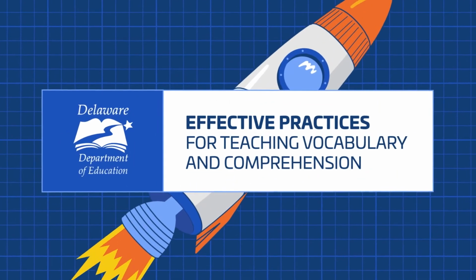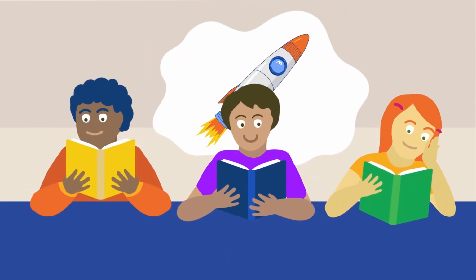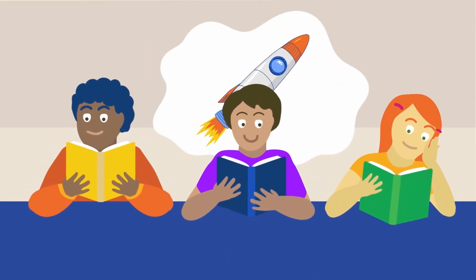Effective practices for teaching vocabulary and comprehension. Learning to read is a complex process. It is not something that humans do naturally, like learning how to talk or walk.